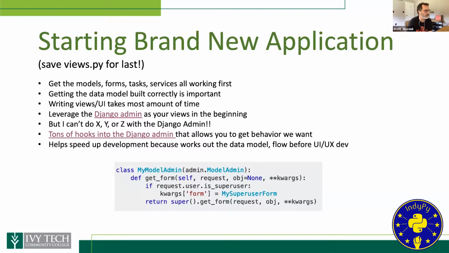Also, getting the data model built correctly is really important. When you're first starting out on a brand new application, you're making changes to the model all the time, creating a whole bunch of different migrations. If you don't have to worry about views when you're doing that, again, that will help speed up development time. Because Django gives us an out-of-the-box admin, we can use that to act as our views while we're iterating on all of the models, the forms, and the tasks.